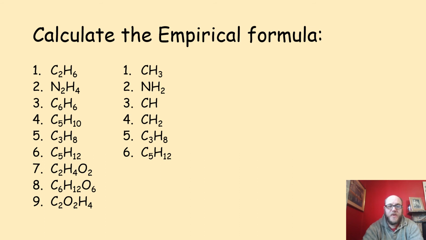And on to number 7 then, C2H4O2. Hopefully, by now you can see that this is a nice simple variant of our old friend CH2O. And then we've got glucose, which again is CH2O, as we've already worked through before. And then finally we have C2O2H4. And you can see that 2 is a common factor here, so you end up with COH2.